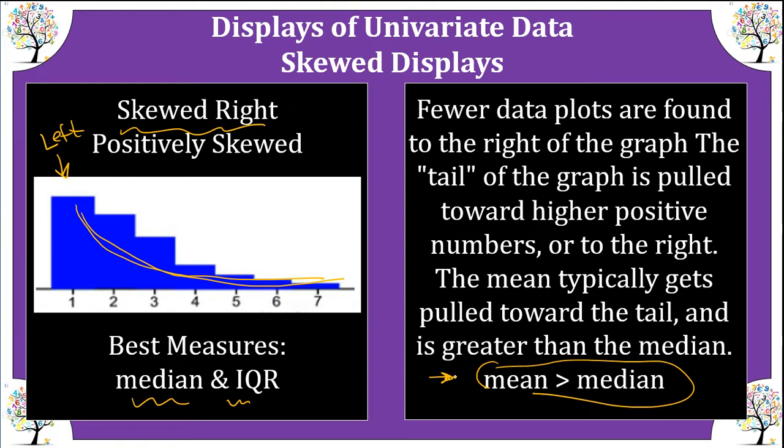So it's pulling the mean, because the median is our middle number, and the median is going to stay where it is, but the mean is going to be shifted and become greater than the median.